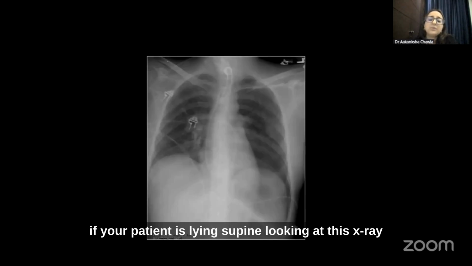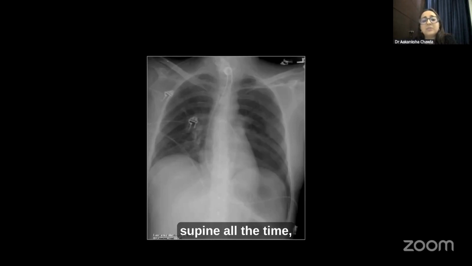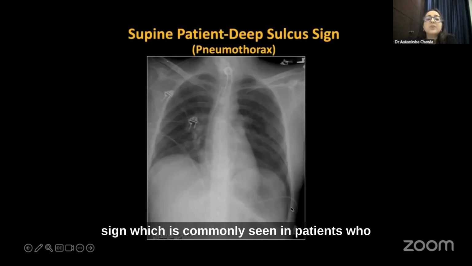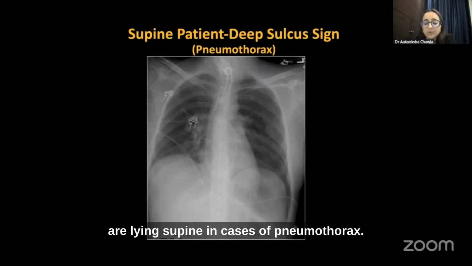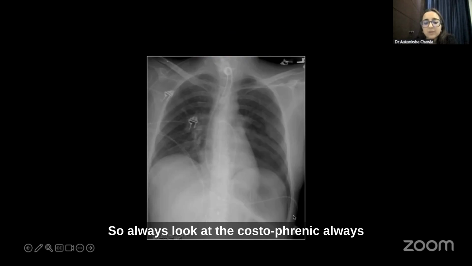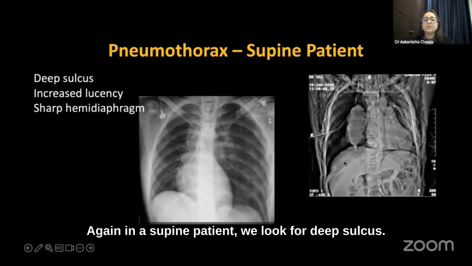Again, if your patient is lying supine, looking at this X-ray quickly, you'll say there's nothing. But if your patient is in the ICU and is lying supine all the time, do not forget to look at your costophrenic angle. Do not forget to look for the deep sulcus sign, which is commonly seen in patients who are lying supine in cases of pneumothorax. So always remember, don't be in a hurry and say that, okay, this is a normal X-ray. So always look at the costophrenic angle, always look for the deep sulcus. Again, in a supine patient, we look for deep sulcus.